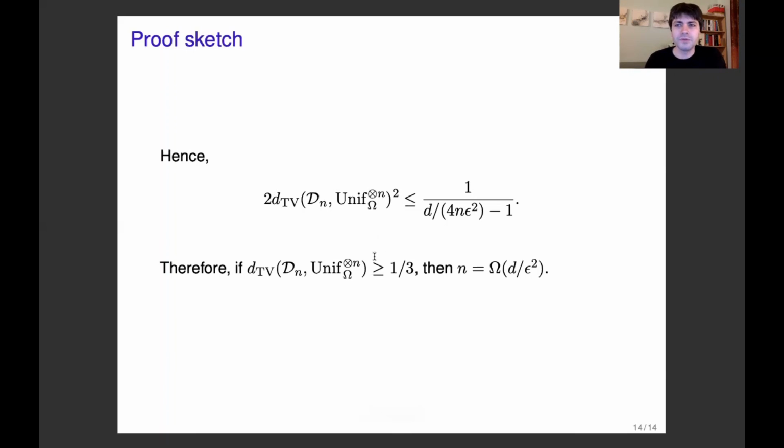And that completes the proof that testing if a distribution is uniform or epsilon far from completely positive distributions requires at least d over epsilon squared samples from the distribution. In the quantum case, we prove similarly that testing if a state rho is the maximally mixed state, which is the analog of the uniform distribution, or epsilon far from all separable states, requires d squared over epsilon squared.